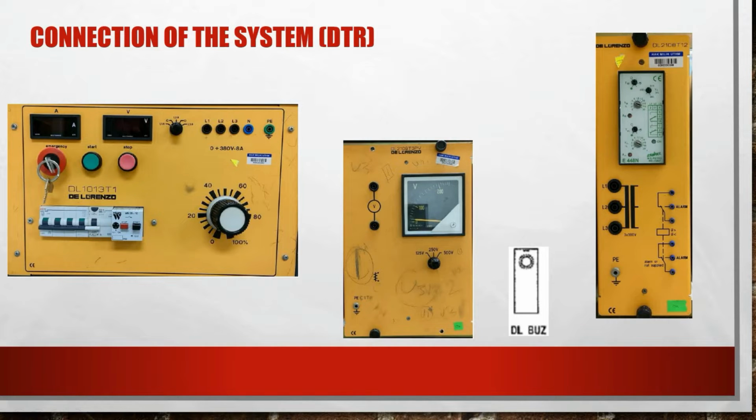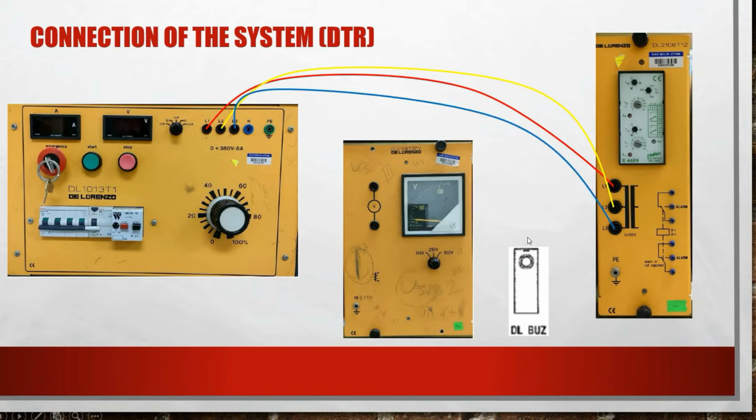This is a three-phase supply. Actually, the connection for the L1, L2 and L3 is direct to the L1, L2, L3 at the relay. So, L1 is red, L2 is yellow and L3 is blue.